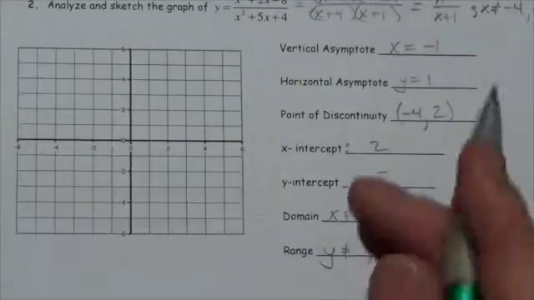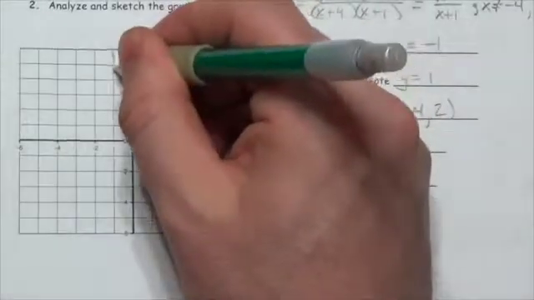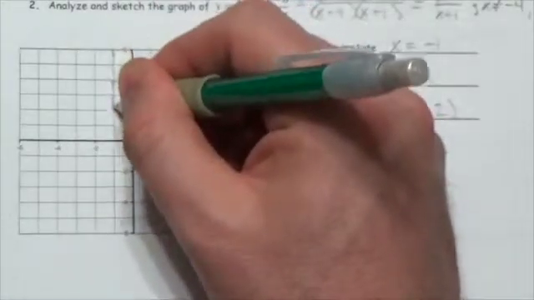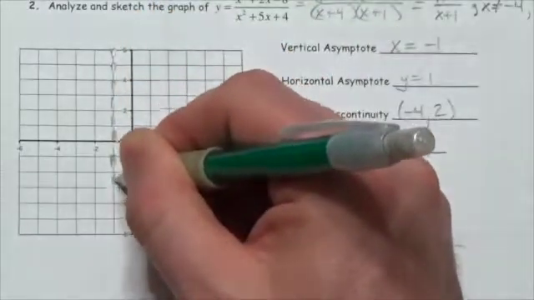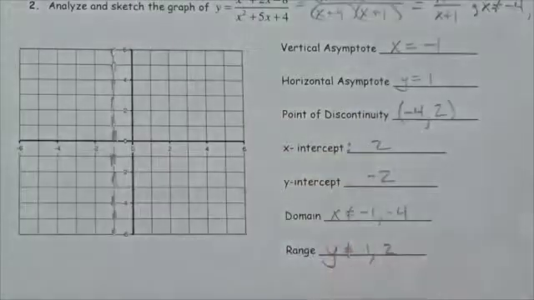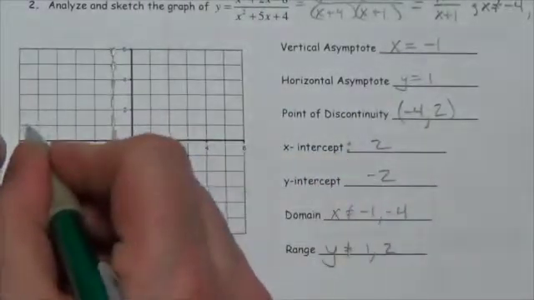So we've seen that this thing has a vertical asymptote at -1. So I'm going to draw a dotted line here to represent that. I'll make it kind of thick here. Okay. We also saw that it had a horizontal asymptote at y equals 1. Now that's this right here.